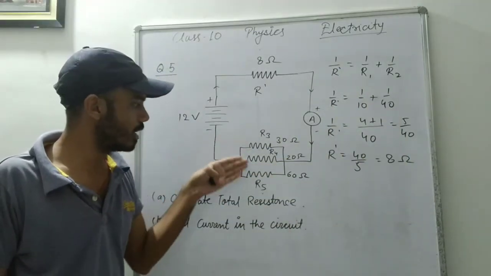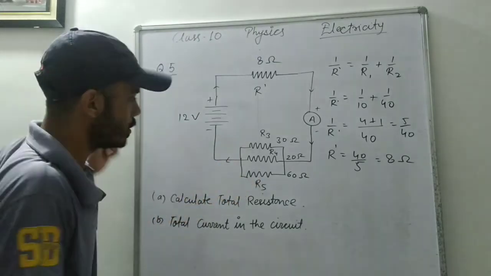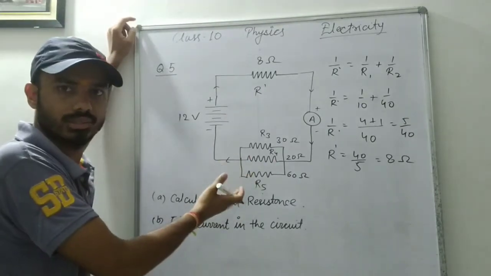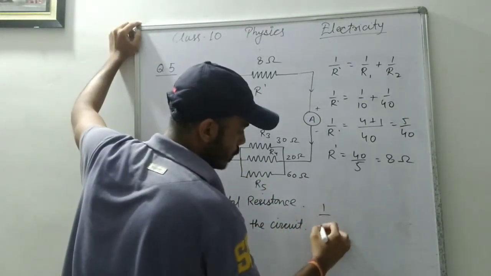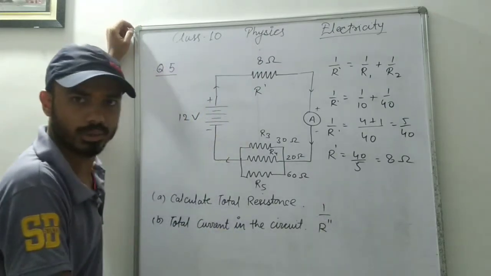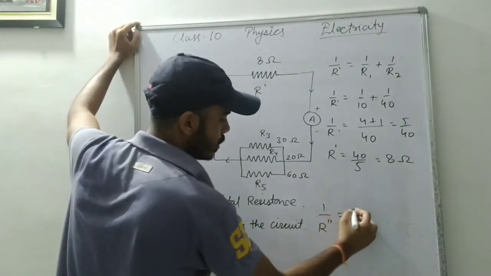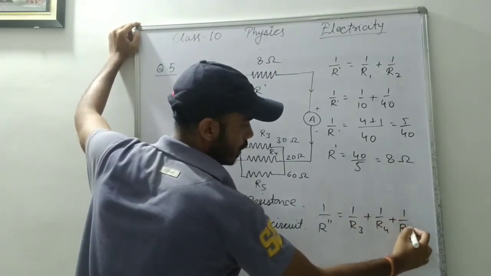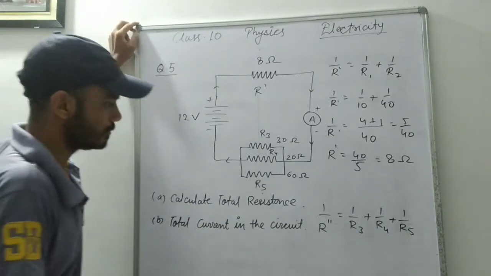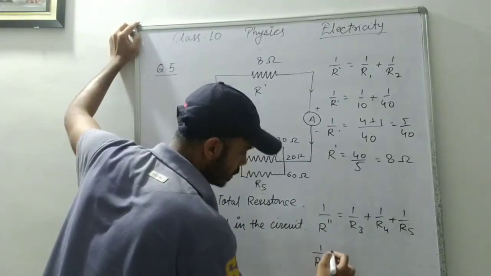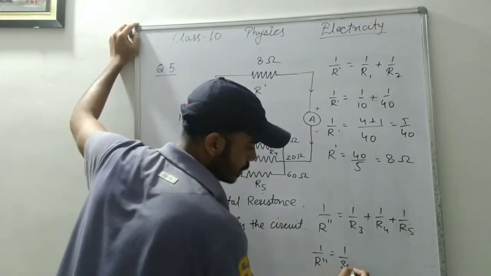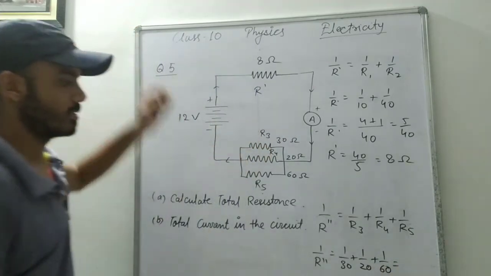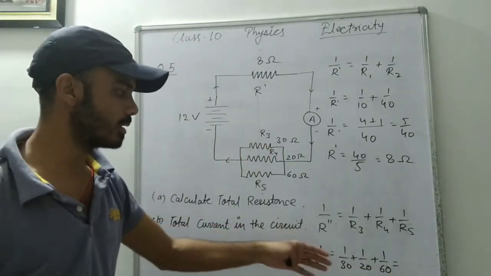Okay, and now for this term, again R3, R4 and R5 are in parallel combination, so again we have to calculate the equivalent resistance for these three resistances. So 1 upon R, here I am showing R double dash for this equivalent resistance, 1 upon R3 plus 1 upon R4 plus 1 upon R5. Okay, so 1 upon R double dash is equal to 1 upon 30 plus 1 upon 20 plus 1 upon 60, and the LCM is 60, so 2 plus 3 plus 1.